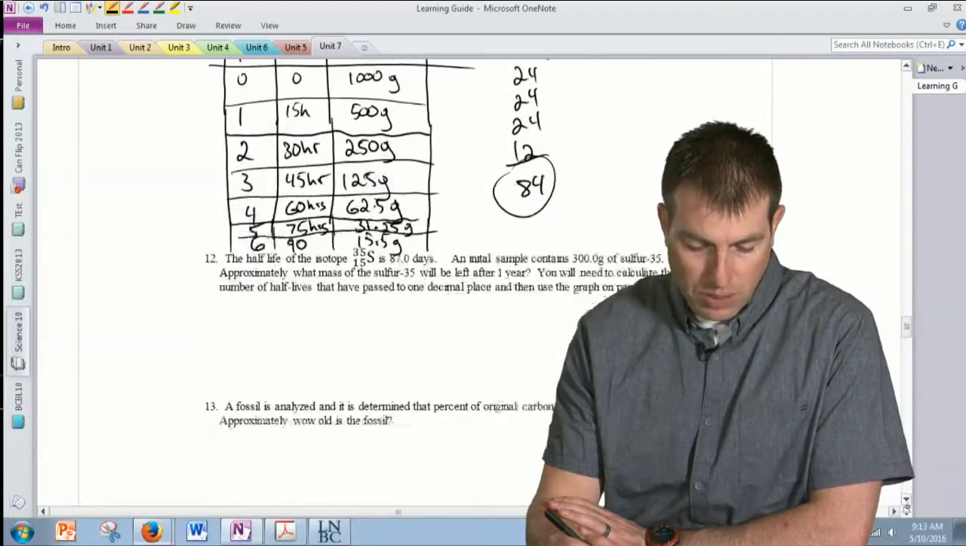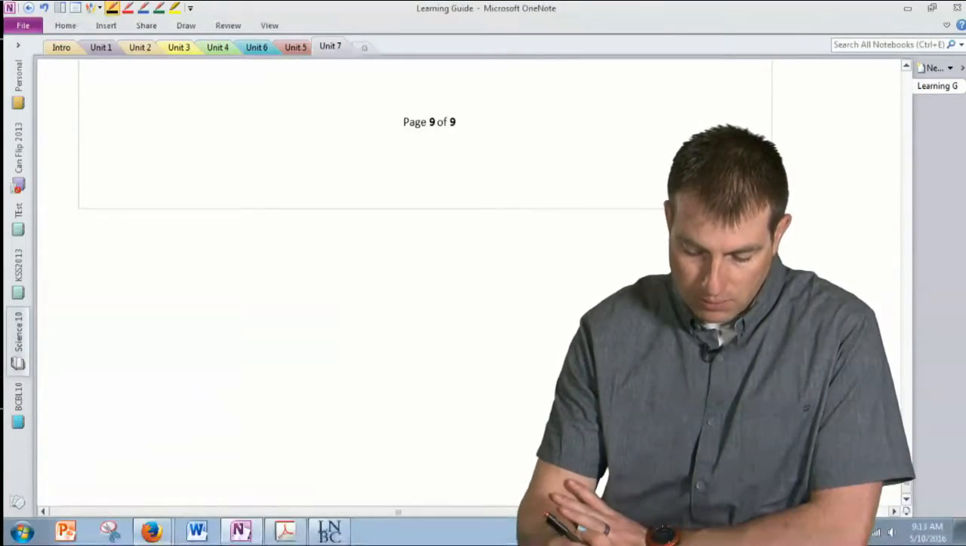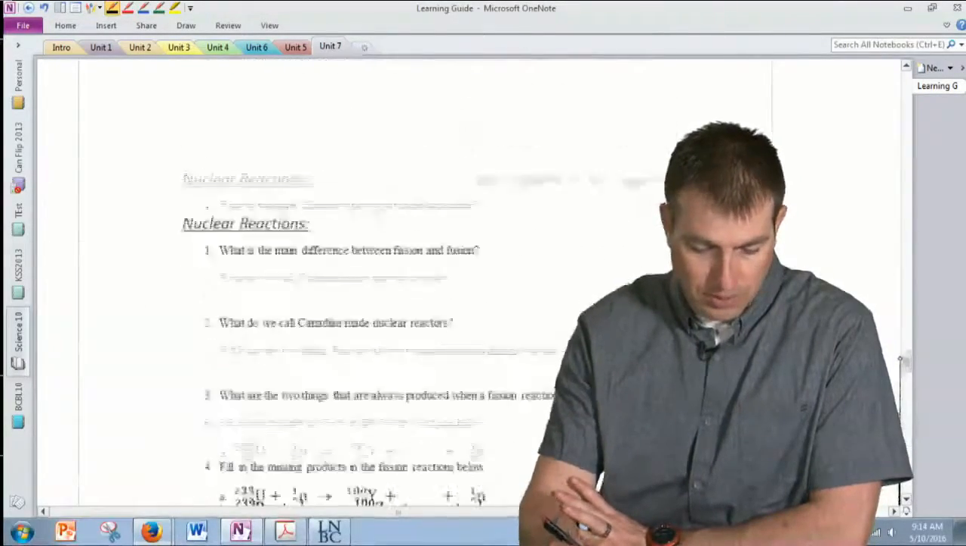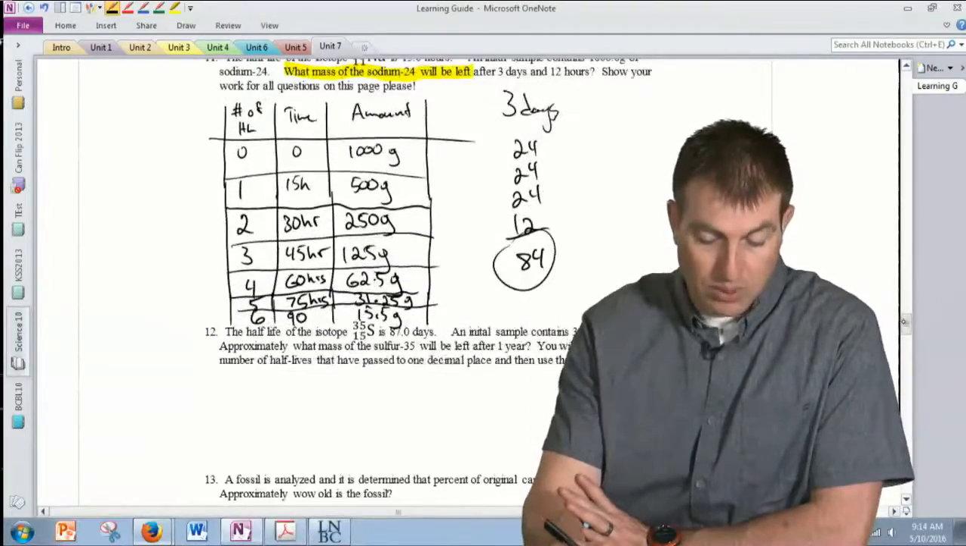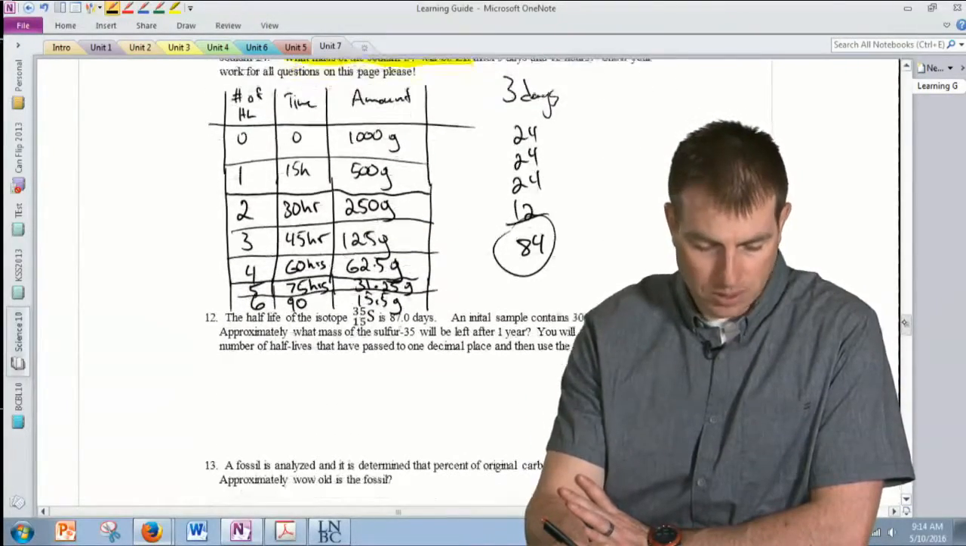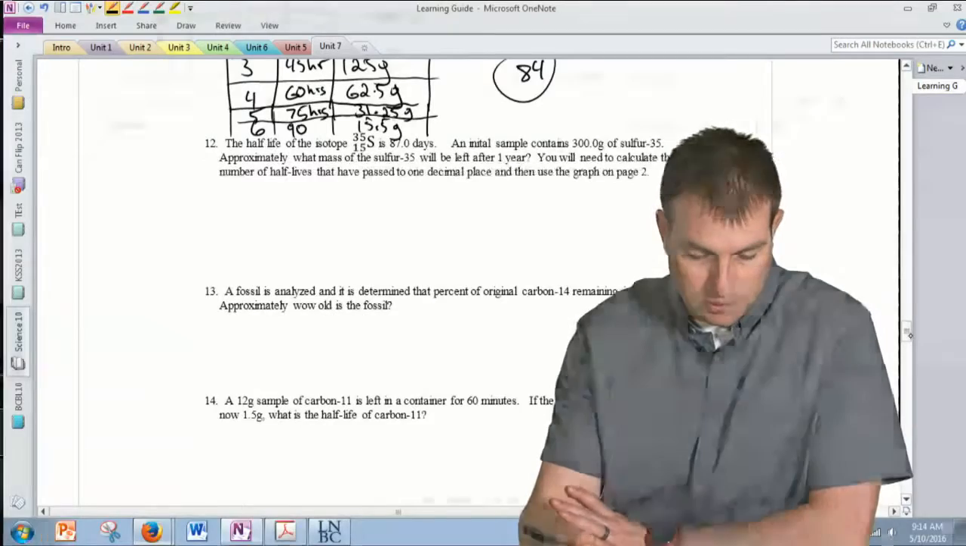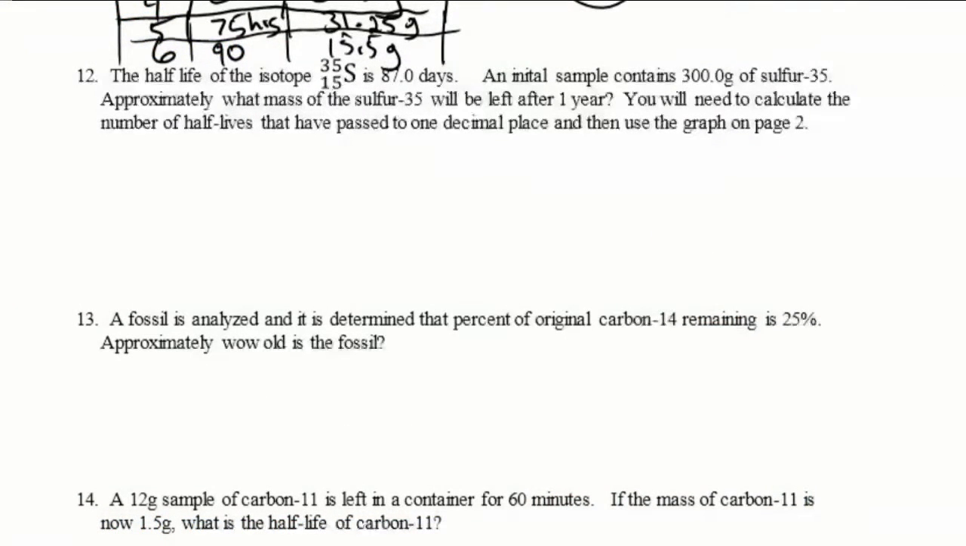I'll leave you with that. Let's look at 13 and 14. You can do number 12 the same way with the chart that I showed you. 13, 14. Fossils analyzed, determine percentage of original carbon-14 remaining is 25. How old is the fossil?